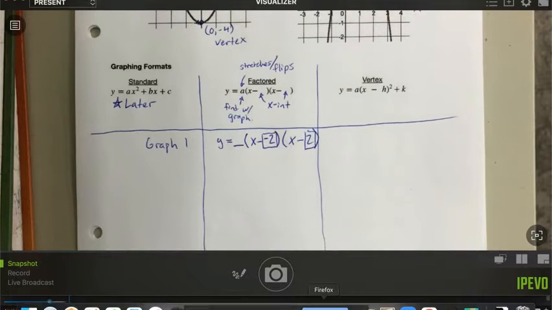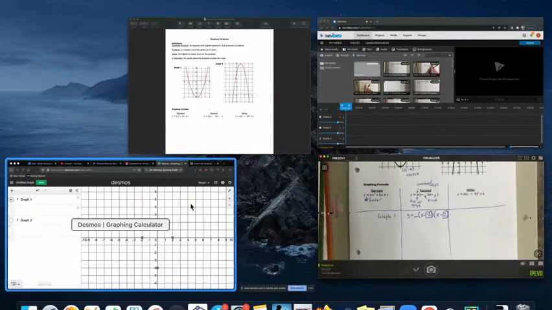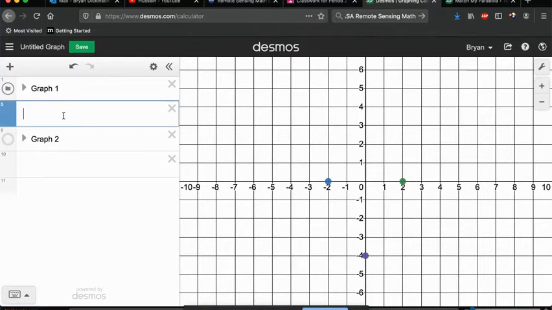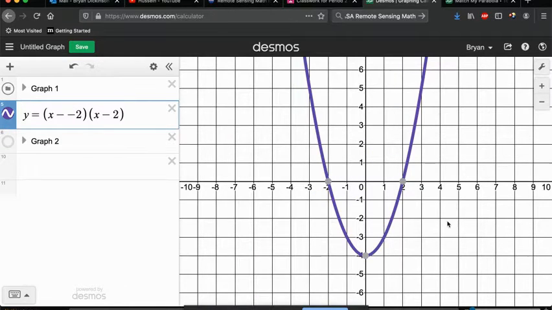So if we go to a Desmos graph, notice how I put in all of my points for graph 1. Now, if I type in x minus -2 and x minus 2, what do you know? I have this parabola that goes through all of my points. Even though there's not a number here, remember, we can assume that there's a 1 in front of the parentheses. So my A value is 1. I didn't need to change it.